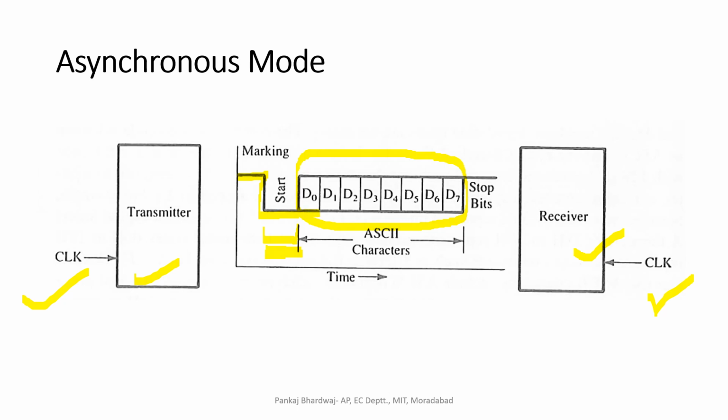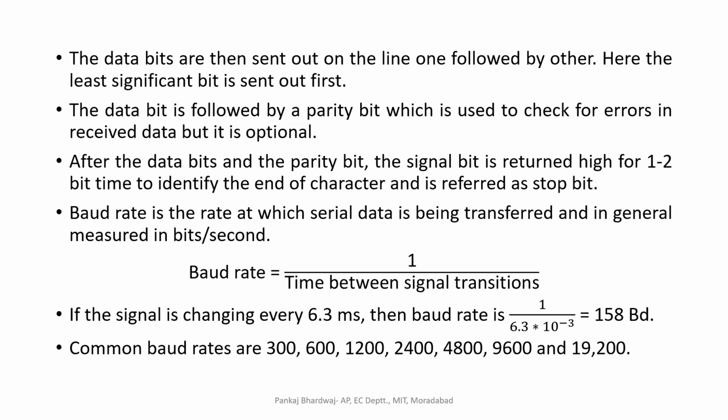That means we have identified that our frame has started. The very first bit is D0 and continuously up to D7. And when we give another high for a particular bit duration, it may be 1 or 2, that means we end the frame. So these 8 bits are received by the receiver in asynchronous mode. The data bits are then sent out on the line, one followed by the other. Here the least significant bit is sent out first. Obviously D0 will be sent first and D7 will be sent later.